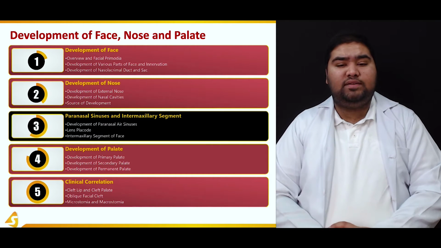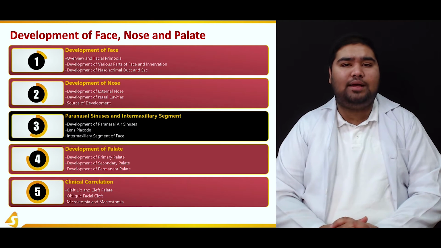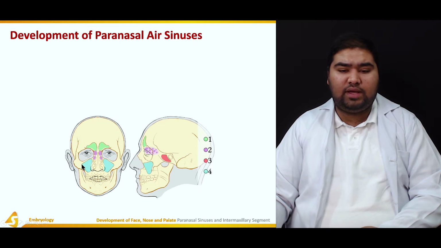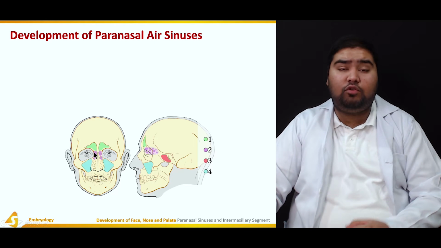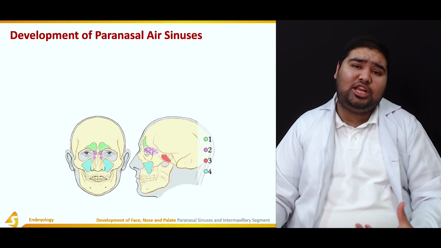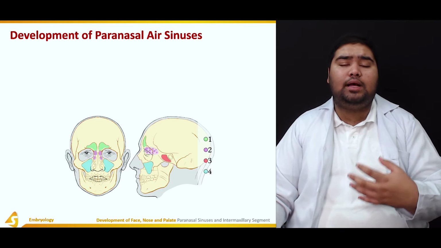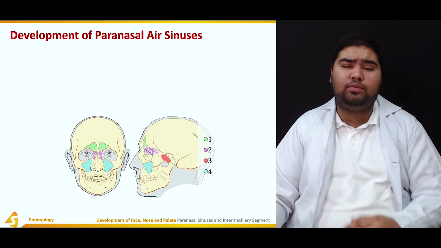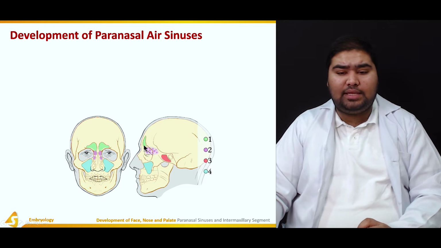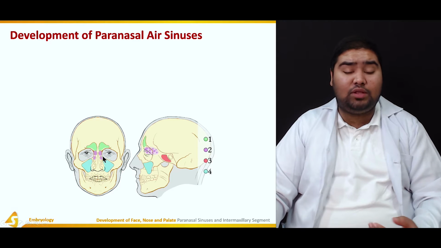So let's talk about the development of paranasal air sinuses. Why are they called paranasal? Because they lie around the nose. Referring to the figure, we can see four groups of air sinuses. Air sinuses are actually pneumocytes or air cells that can accommodate air in themselves, and they have a variety of functions which we will deal with in a little detail a little later.